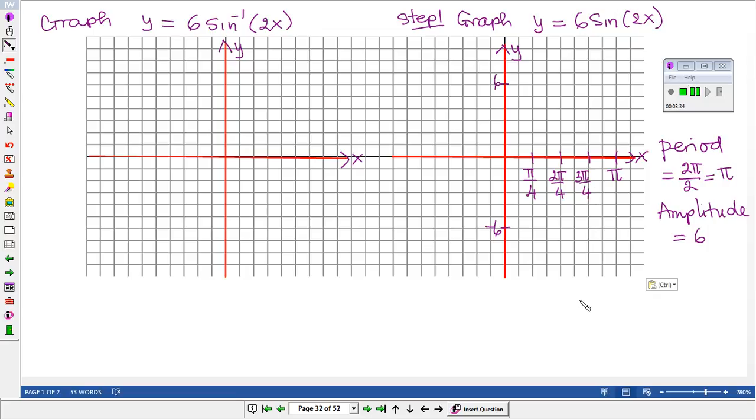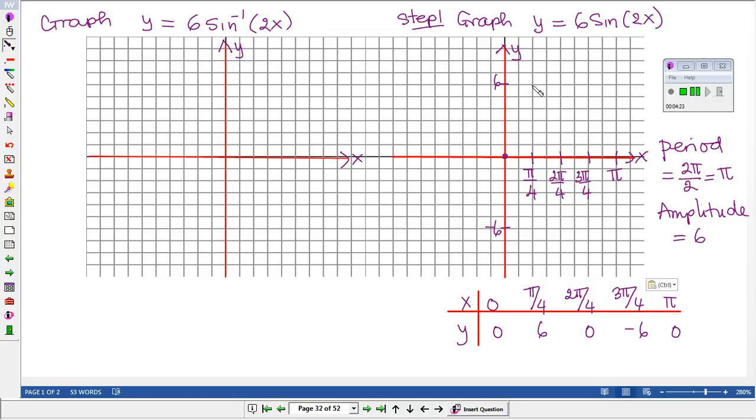And then if you remember the pattern of the sine function, it starts at 0. If not, then we go ahead and make a table quickly. So the table for the sine function, so this is x from 0 to pi, so pi over 4, 2 pi over 4, and 3 pi over 4. So our y values, the pattern will go from 0, and then the maximum, so there's no reflection, so 6, 0, -6, and 0.